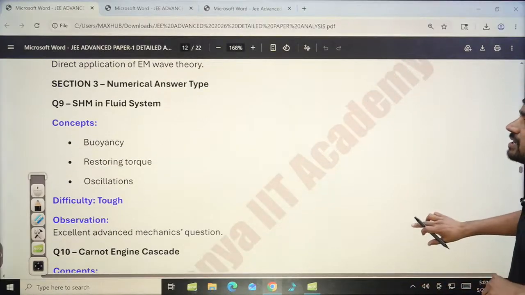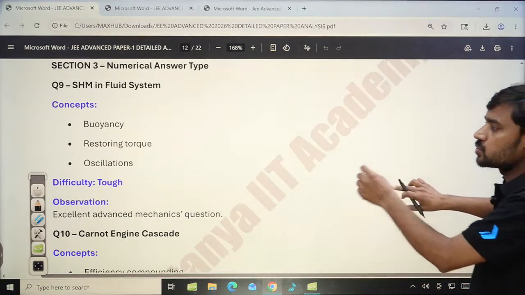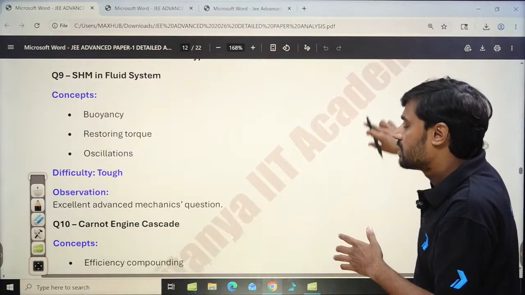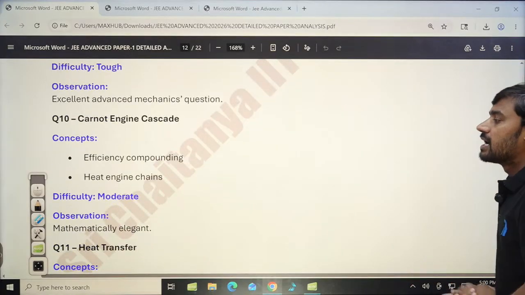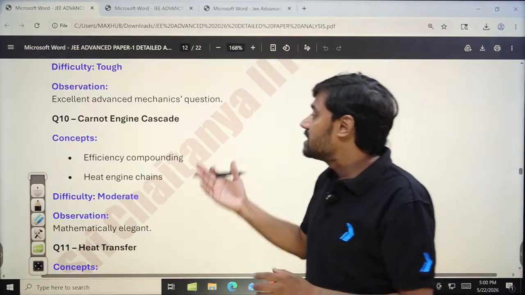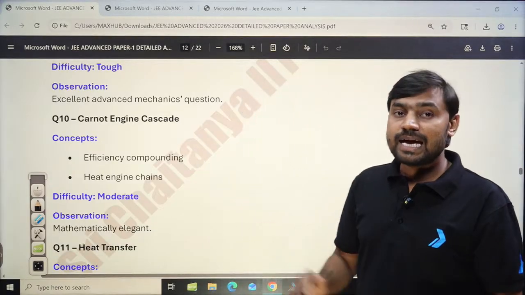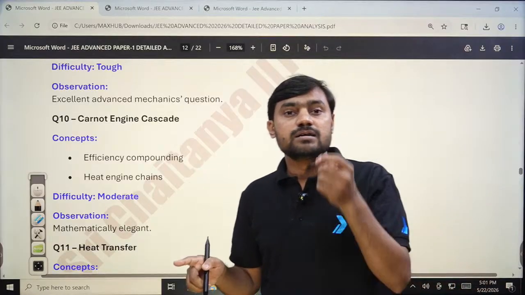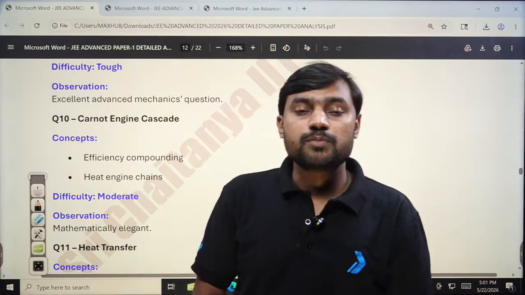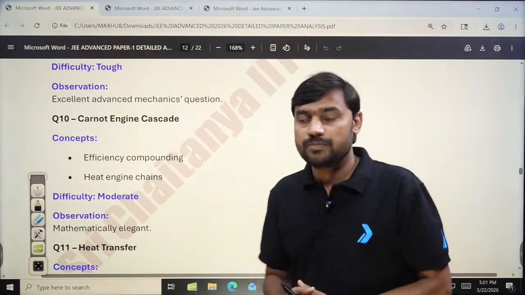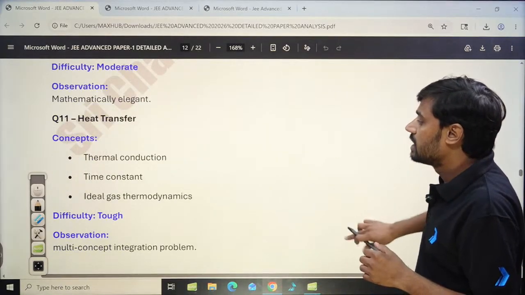This is SHM in fluid dynamics, buoyancy, restoring torque on oscillation. Here is a Carnot engine, in which the question is asking for efficiency. What was the efficiency? And in that graph, we have to calculate what was the heat produced and heat absorbed. Here is heat transfer.